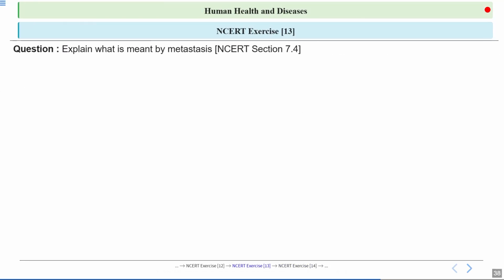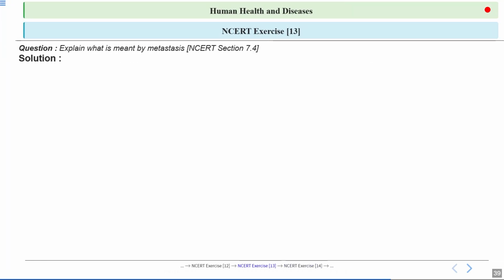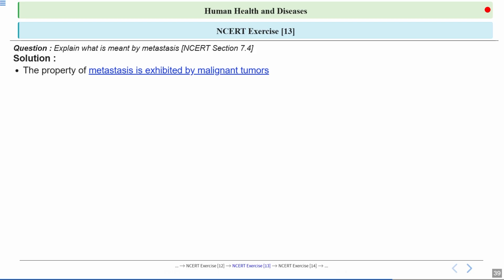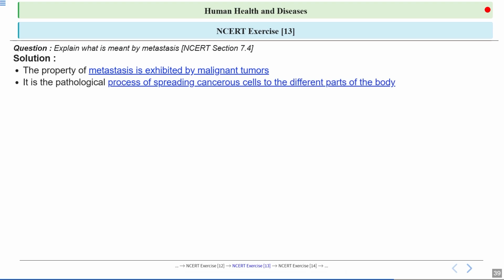The next question, explain what is meant by metastasis. So let's have a look at the answer. Now, the property of metastasis is exhibited by malignant tumors. Metastasis is the process where cancerous cells spread to different parts of the body, and this is the key feature that makes cancer so dangerous, as it allows the disease to move beyond its original location.